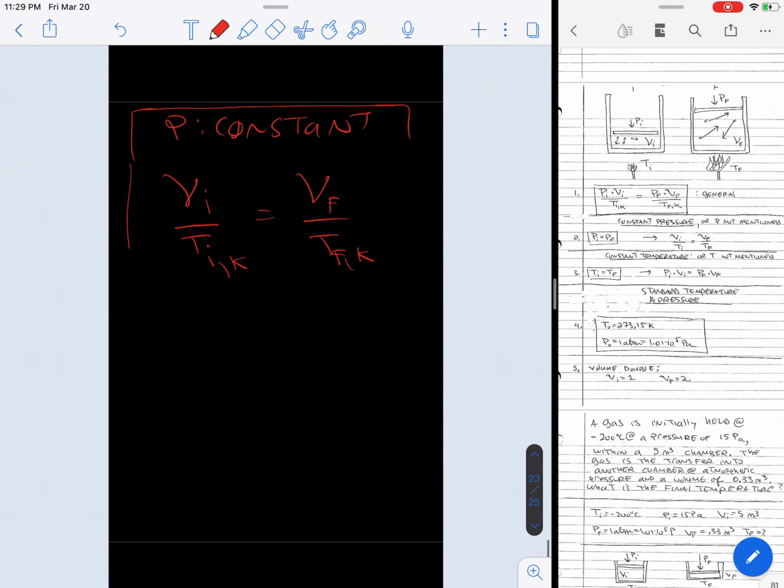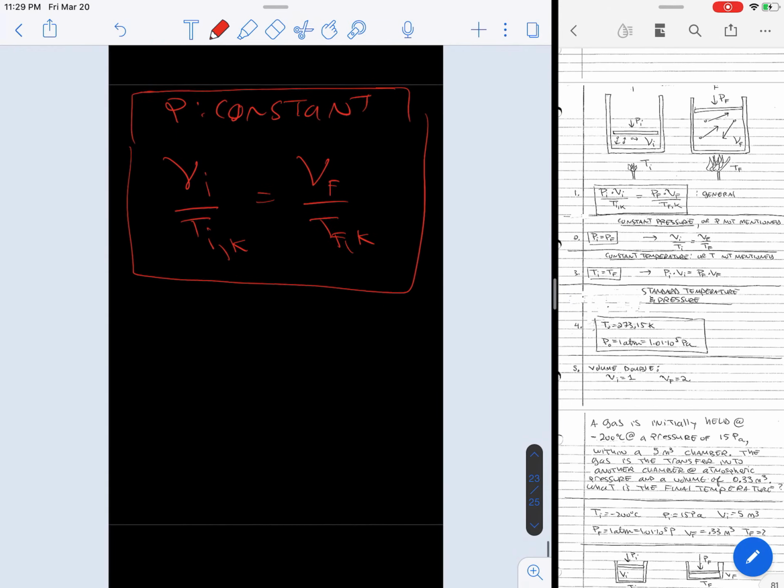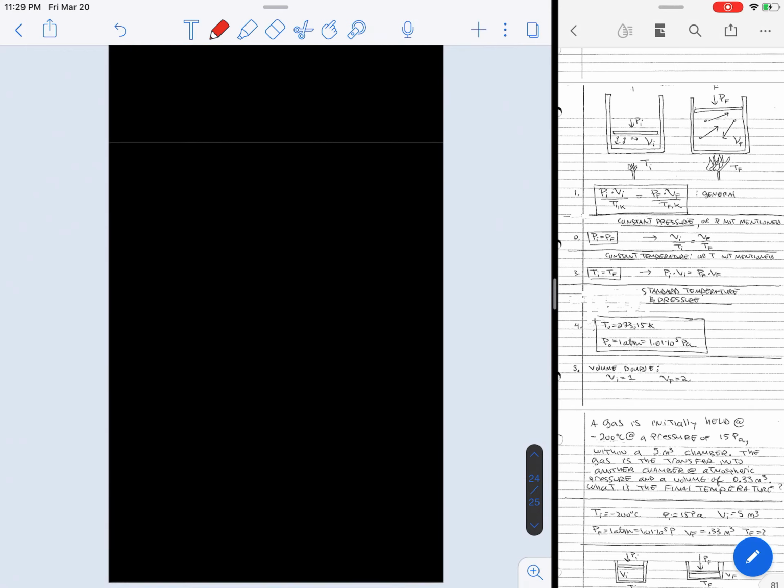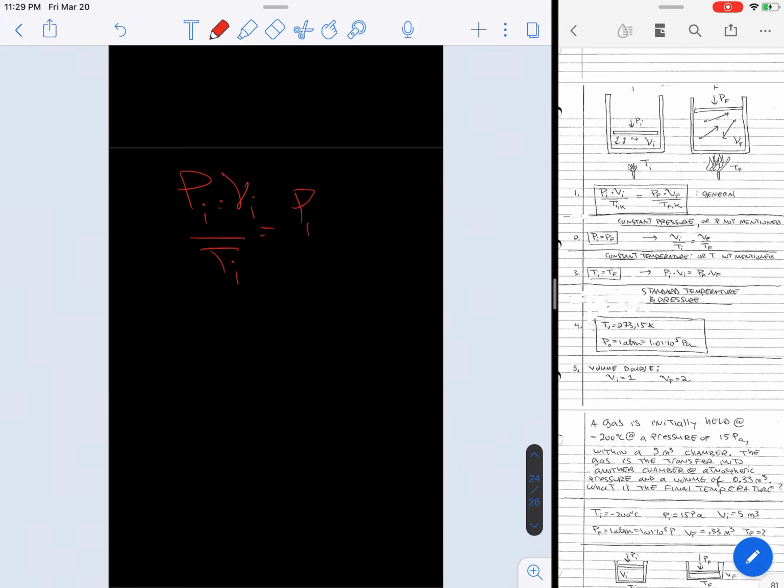The next case that we're going to look at is constant temperature. This one the computer simulation doesn't really work for, so let's just assume that you start off with the same formula: initial pressure times initial volume divided by initial temperature equals final pressure times final volume divided by final temperature.